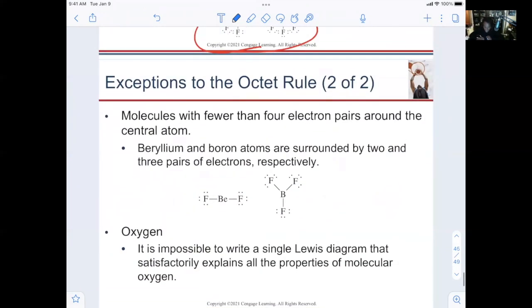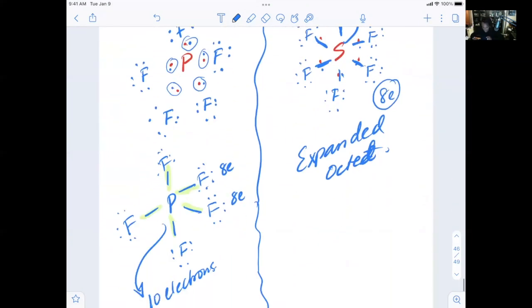Okay. What about these ones here that have less than? I mean, there's a standard, there's exceeding the standard, expanded octet, and there is not even meeting the standard. What do we do here? Okay. So with this case here, these elements just showed up with not enough electrons, okay?